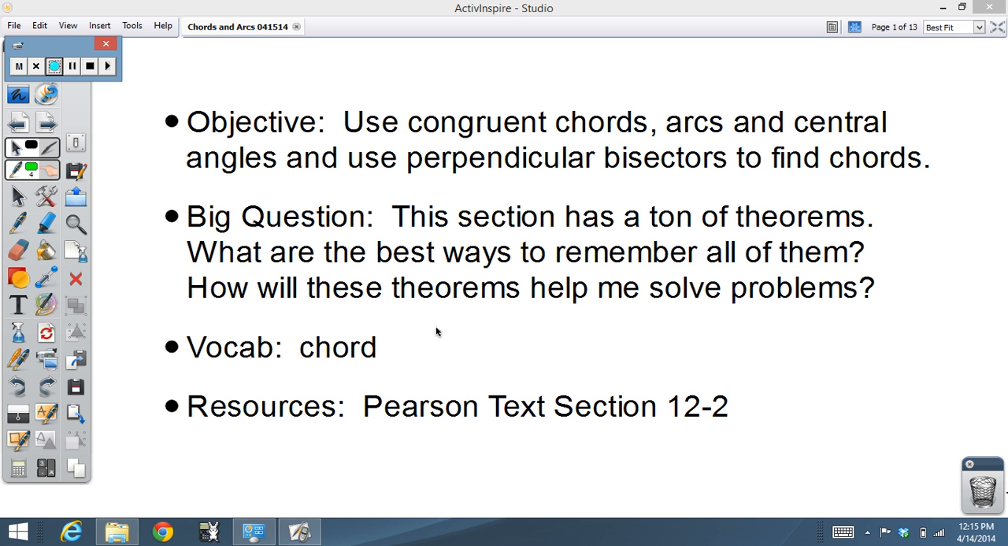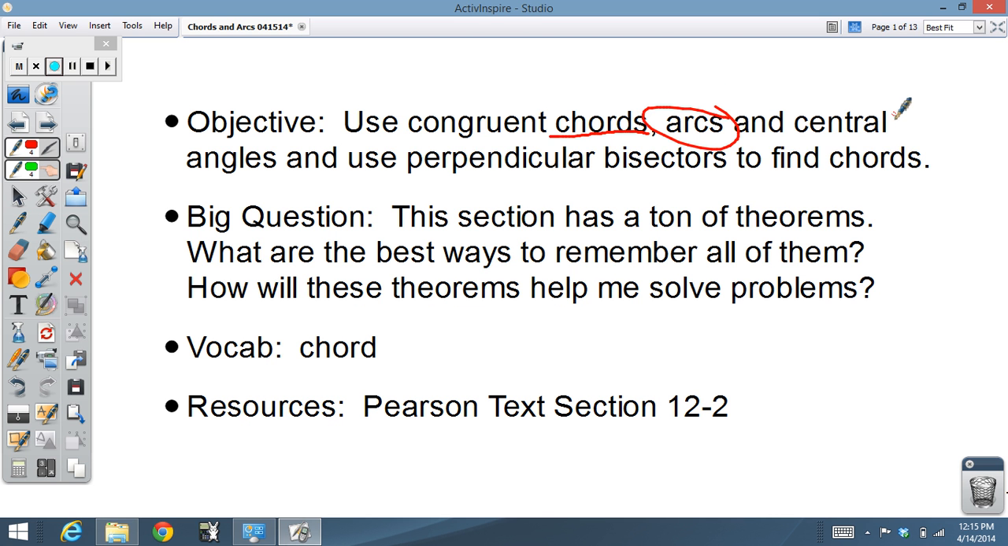Again, we're back on circles and the lines that intersect them. Today we will be talking about chords, and chords are going to be defined here very shortly. We already know what arcs are. We did that a couple of weeks ago. Central angles as well. We already know that. But they're all related. Also, perpendicular bisectors are going to come into play.